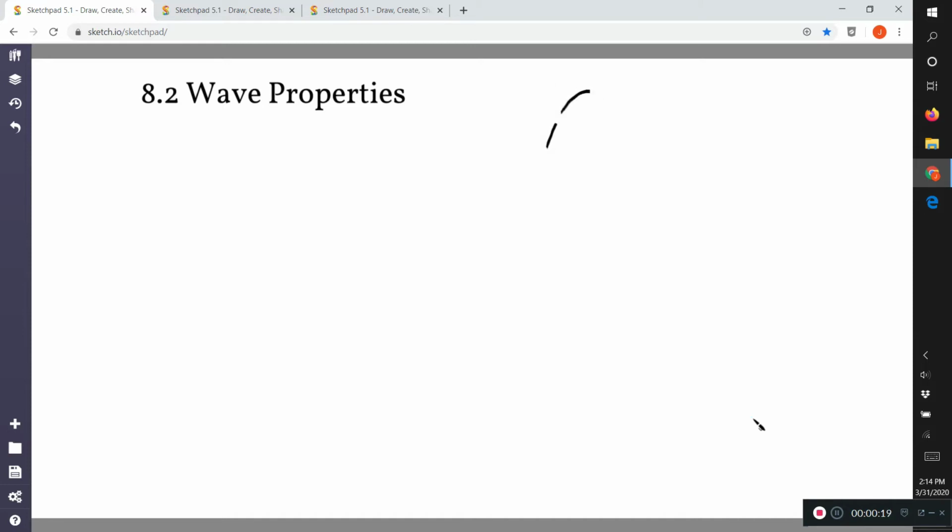When we talk about waves, I will usually draw a transverse wave just because they're easier for me to draw than longitudinal waves. So some of the terminology associated with waves that we need to remember is that the top point is called the crest, and the bottom point is called the trough. That won't come up too much today, but it's a good reference point.